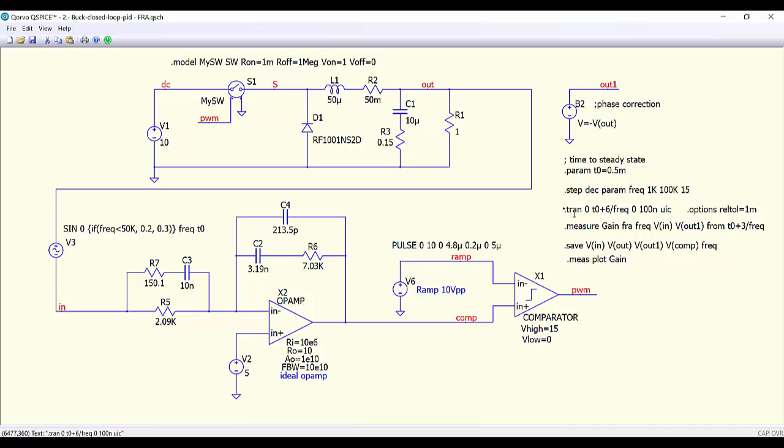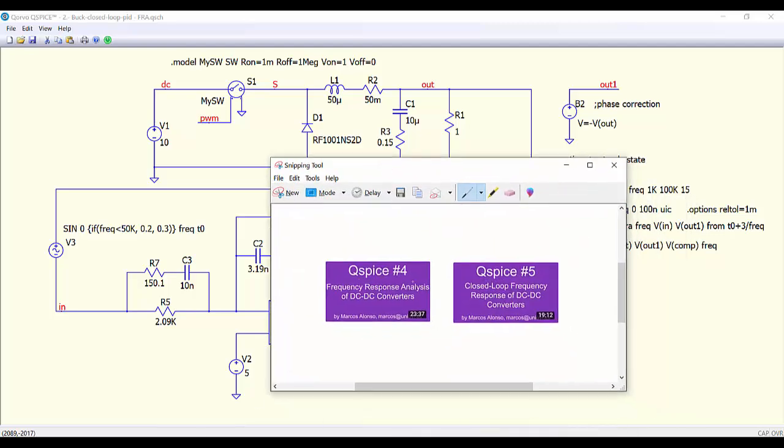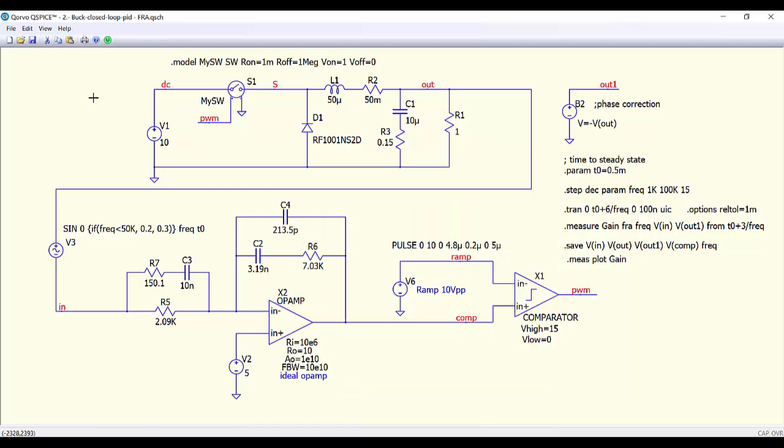So here, as we can see, we are doing a transient analysis up to the steady state operation plus 6 times the switching period of each perturbation. We do this at several frequencies and then process the information and so on. We have seen how to do this in these previous videos, Qspice number 4 and Qspice number 5. So if you are not familiar with this process, please take a look at these videos. So now we can run the simulation.